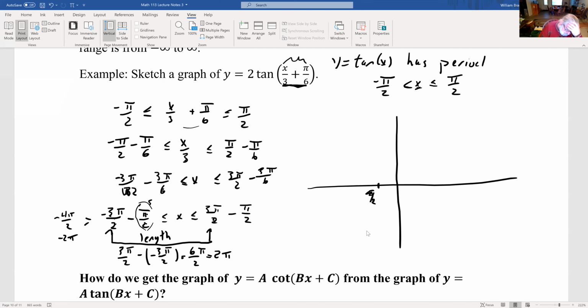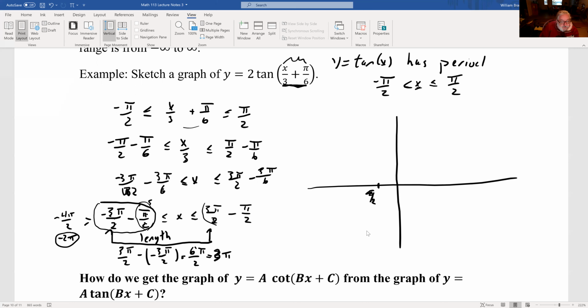Oh, if I knew how to do division, I would be much happier. Okay, so 6 divided by 2 is not 2. 6 divided by 2 is 3. So I'm less confused here. If we calculate this number, that's minus 2 pi. That's actually where we're starting.